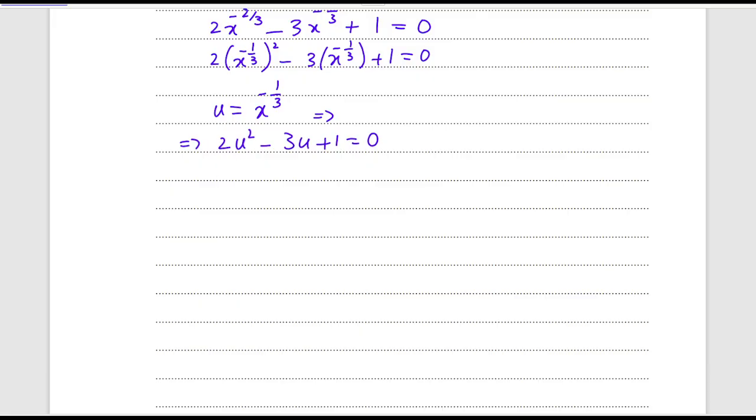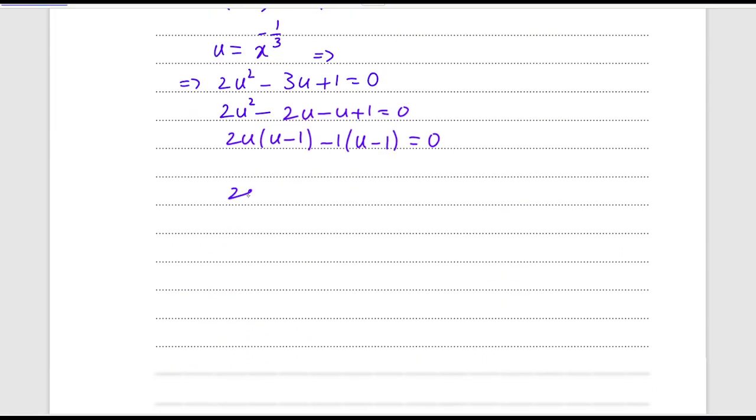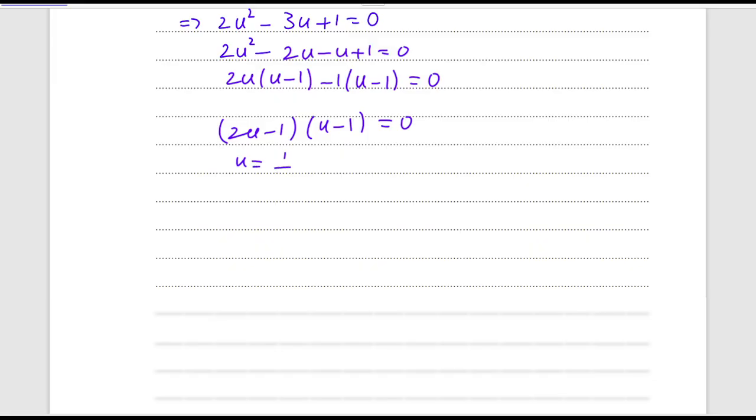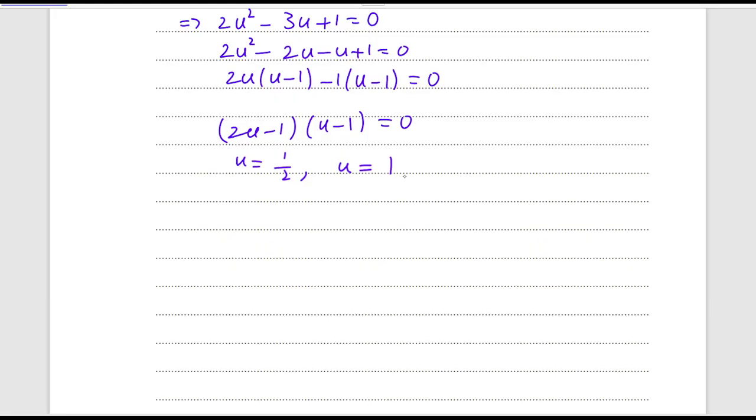Apply the quadratic formula or factorize it to get the values of u. So 2u squared minus 2u minus u plus 1 equals 0. 2u times u minus 1, minus 1 times u minus 1, equals 0. So 2u minus 1 times u minus 1 equals 0. So one value of u is 1 over 2 and the second is u equal to 1.